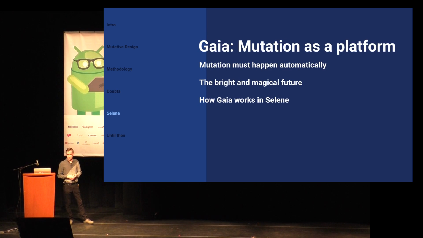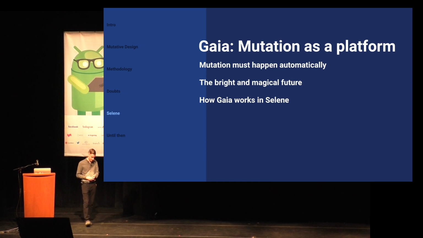And then the other thing about Selene is Gaia, which is mutation kind of as a platform. So the concept behind Gaia is, if as developers and designers we're deciding what mutations to support ourselves based on our instincts or data, then that's not really solving the problem that we set out to solve. Because ultimately we're still designing for averages. It may be a more flexible version of what we're currently doing, but it isn't really true to the spirit of mutative design, so it needs to happen automatically.